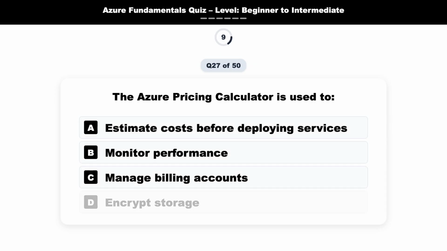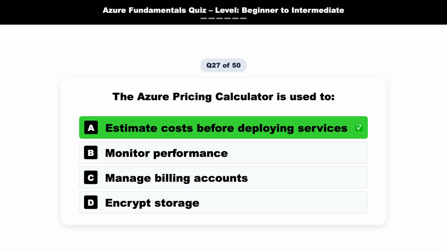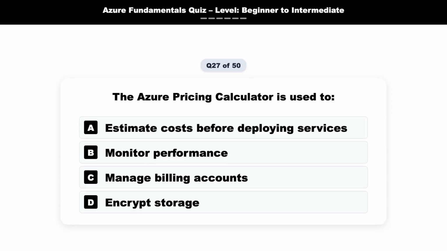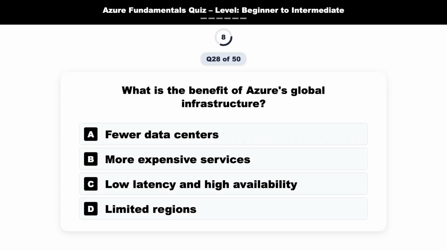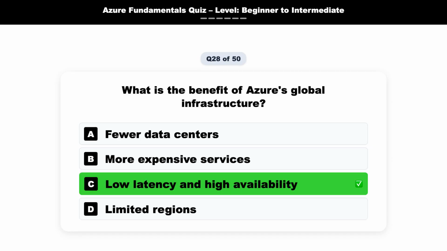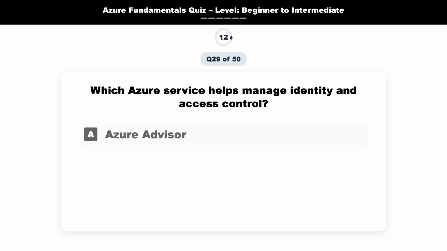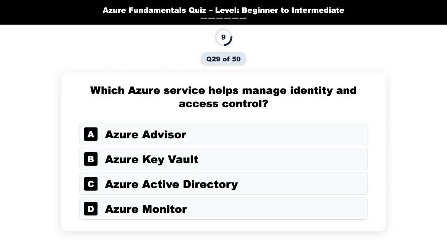Question 27. The Azure pricing calculator is used to what? Question 28. What is the benefit of Azure's global infrastructure? Question 29. Which Azure service helps manage identity and access control?